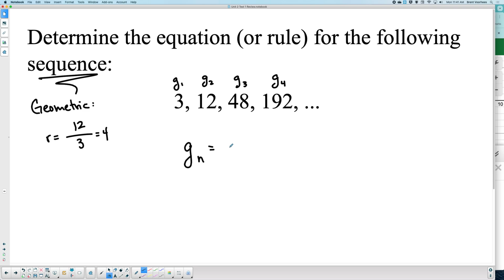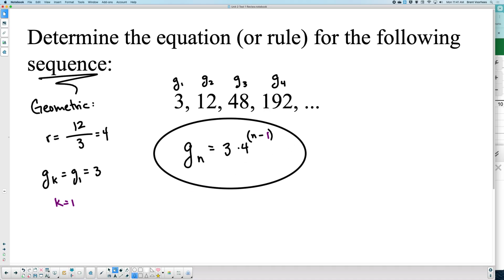Gn equals Gk, which on this one I'm going to say my Gk is going to be equal to G1, which is 3. It'll be 3 times 4 to the power of n minus, what's my k right here, just to be clear? K is 1, good. So it'd be n minus 1. That's where that comes from. That would be my formula right there.